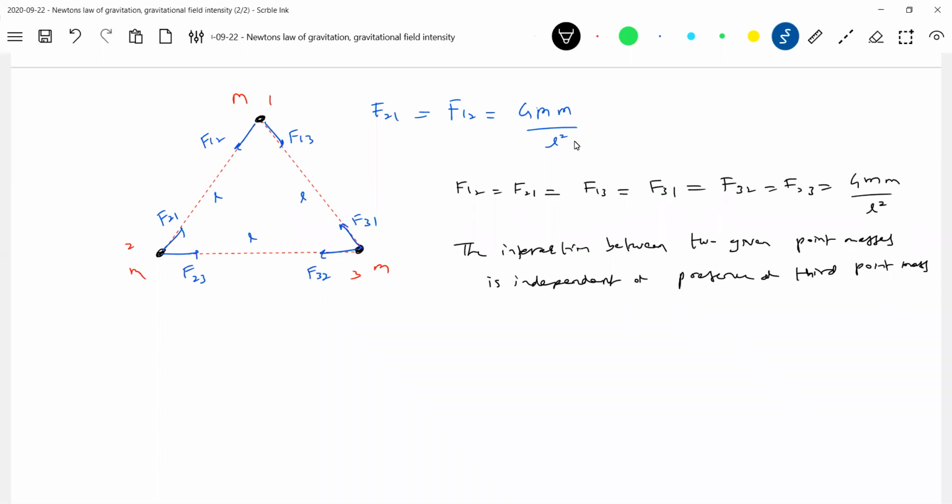It doesn't matter. Now, how to calculate the force on 1? Just take the superposition principle. You calculate first F12 as if the third point mass is not present. Then remove this particular mass and calculate F13. Then take superposition, you get the net force. So what is the net force acting on 1? F1 bar, you're going to write it as F12 bar plus F13 bar.